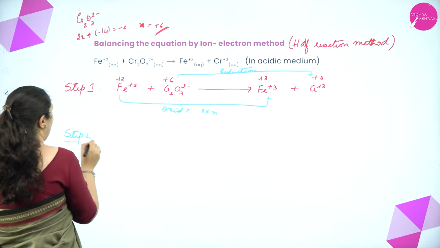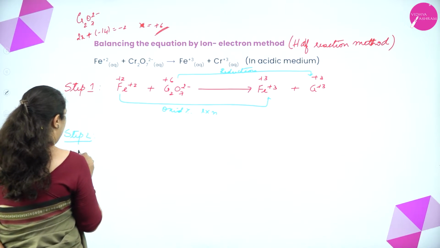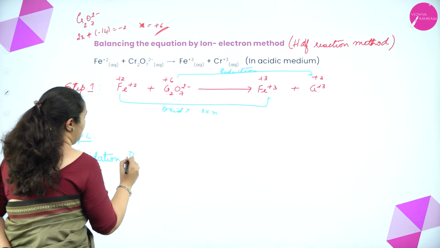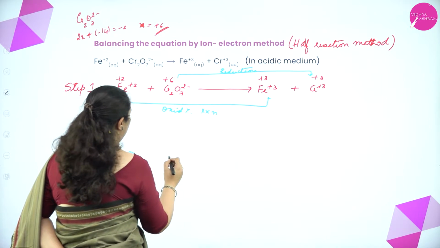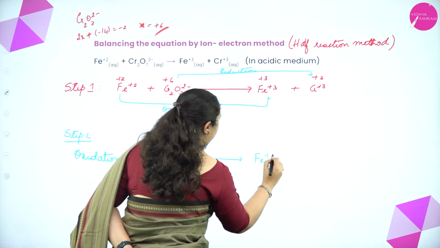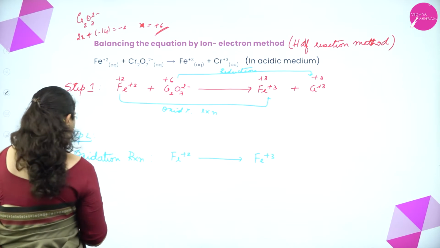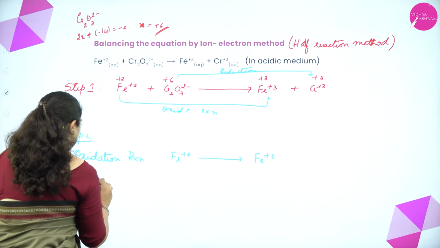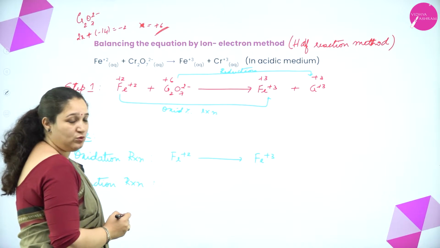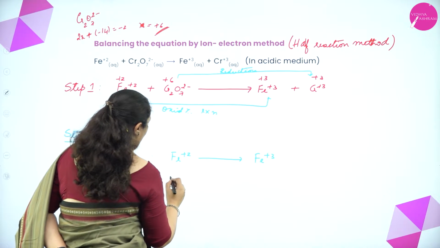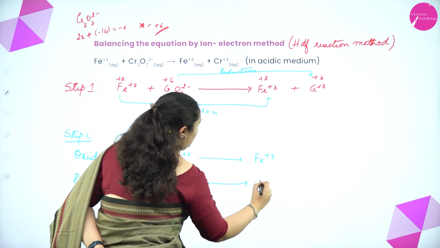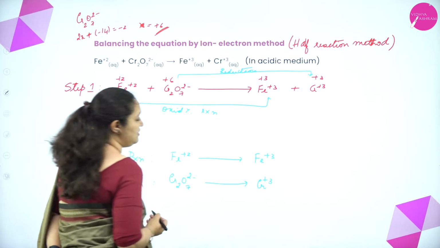So I'll separate and write in step 2. First the oxidation reaction: Fe plus 2 to Fe plus 3 state. Then the reduction reaction: Cr2O7 2 minus to Cr plus 3 state.